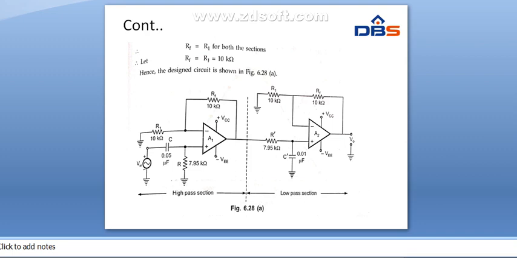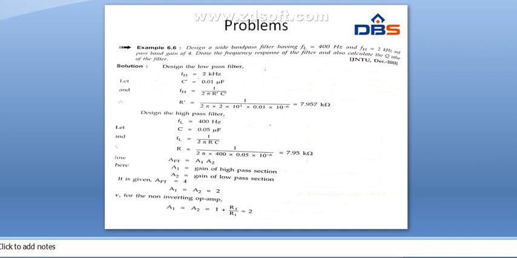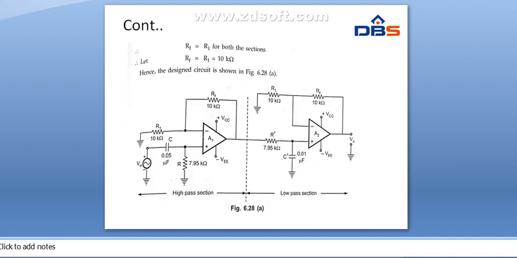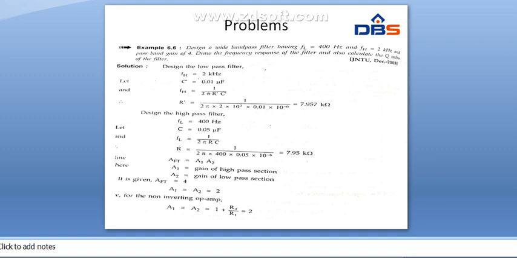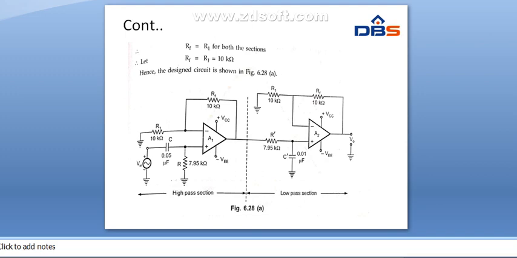So choose RF and R1 equal to 10 kilo ohms. Then substitute all these values in this diagram. It is the designing of the band pass filter. The first section is the high pass section and the second section is the low pass section. In the low pass section, we have chosen C as 0.01 microfarads. In the high pass section, we have chosen C equal to 0.05 microfarads. So substitute all these values, then we get the design of the band pass filter.